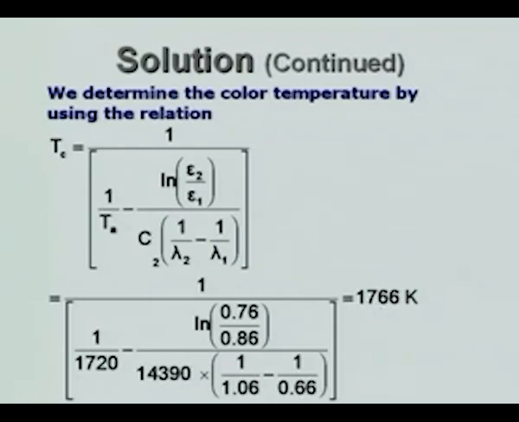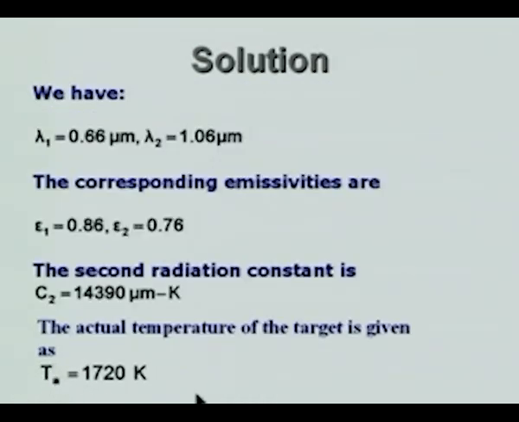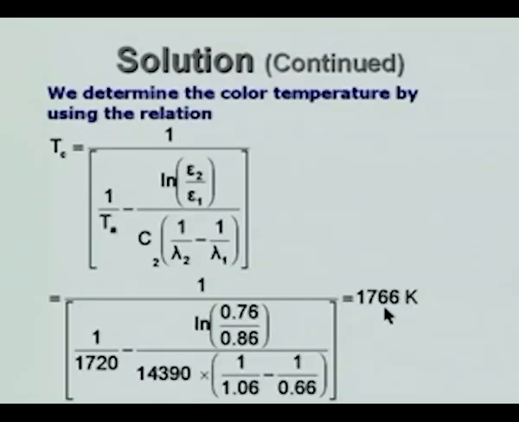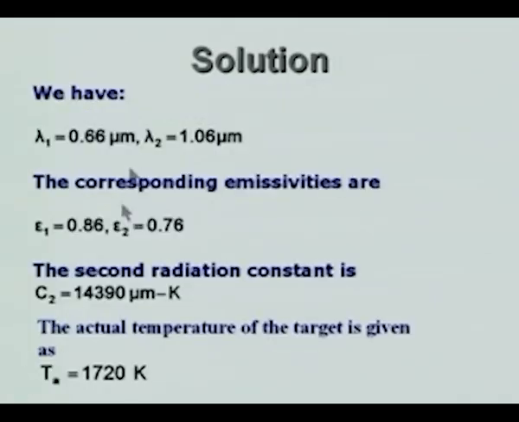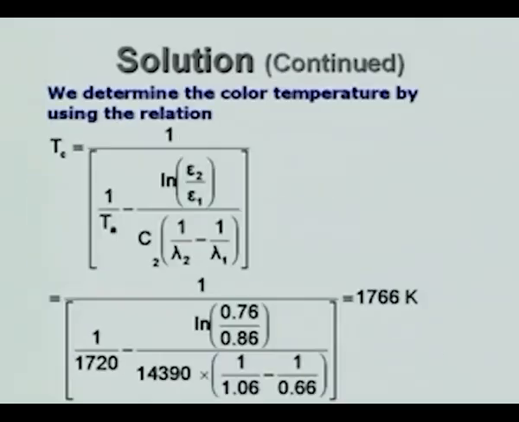So, if you go back, you see that the actual temperature is 1720 Kelvin and the color temperature is actually higher. It is 1766 Kelvin here. That is because of the particular variation of the emissivity with wavelength which is given here. In this case, you can see that at the lower wavelength the emissivity is higher and at the higher wavelength the emissivity is lower. If this pattern is different, for example, if both of them increase together or decrease together, you will see that the value of the color temperature will change.